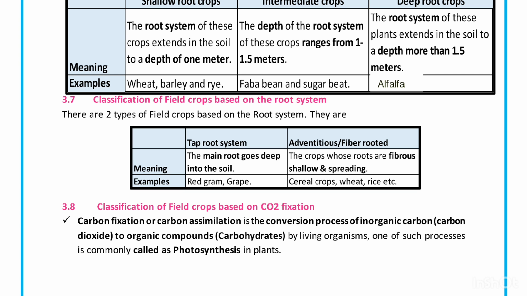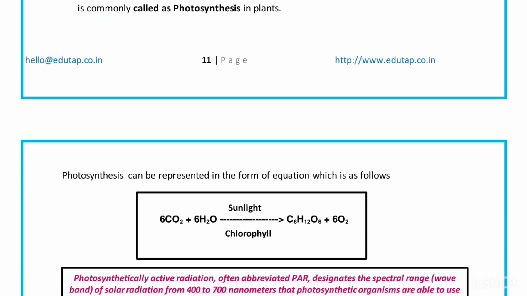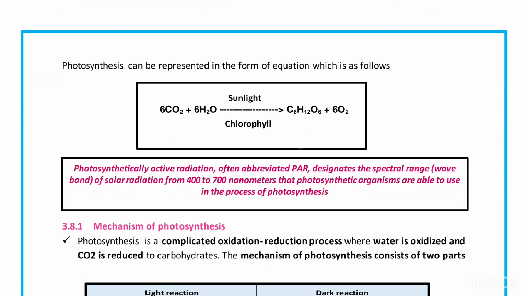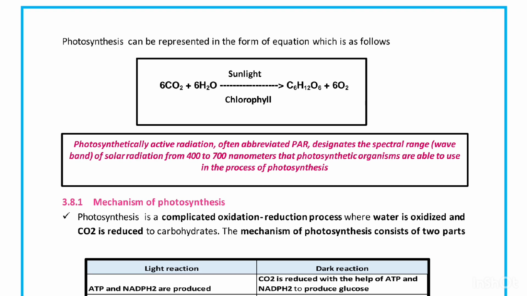Now this is known as carbon dioxide fixation. Basically, the conversion of inorganic carbon compounds to organic compounds is known as carbon dioxide fixation, or carbon assimilation. Based on how this carbon dioxide is being fixed in the plants, we have this classification. Okay, I hope it is clear to you now.